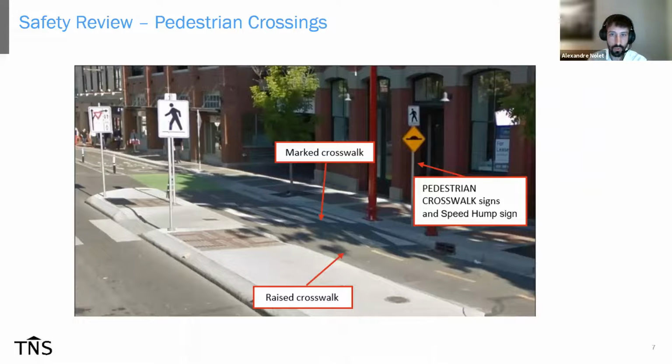So the constructed pedestrian crossing, one of the conclusions of our analysis, was that they were in compliance with industry guidance. One of the major safety treatments is the raised crossing, as they provide pedestrians greater prominence as they cross the bicycle facility, and increase cyclist awareness of potential conflicts.